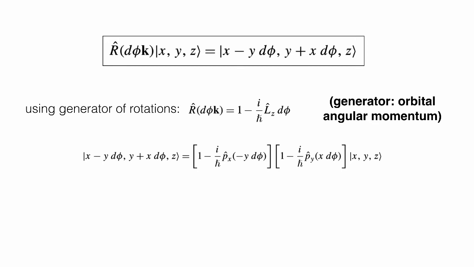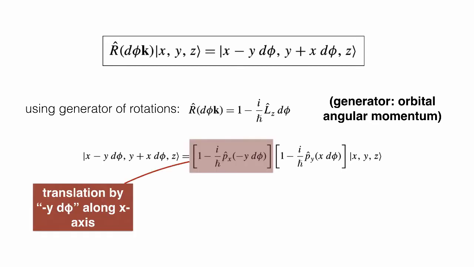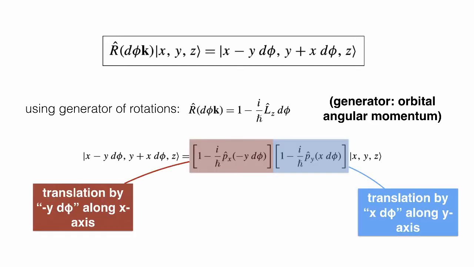Now we can, of course, multiply these two and also realize that this is what I just mentioned, translation along x and translation along y. And we obtain this result here. And how can we obtain the result? Well, of course, we drop the dφ square term because it vanishes for infinitesimally small dφ.